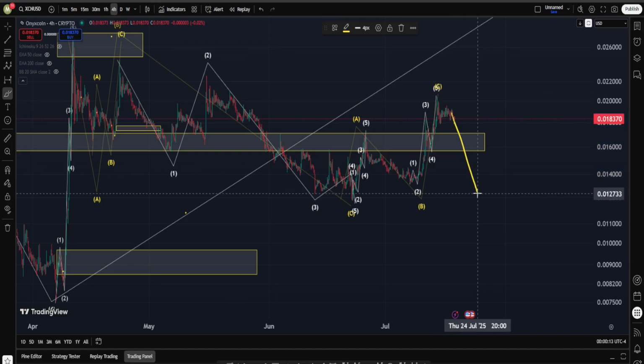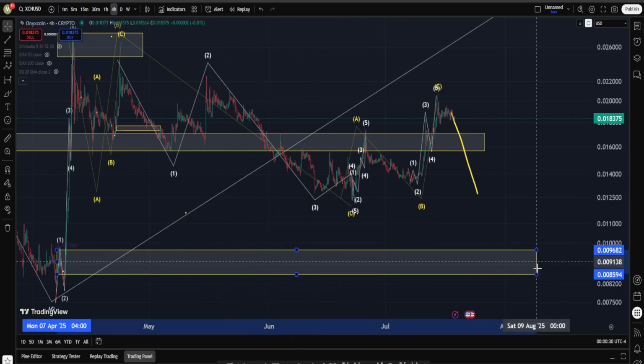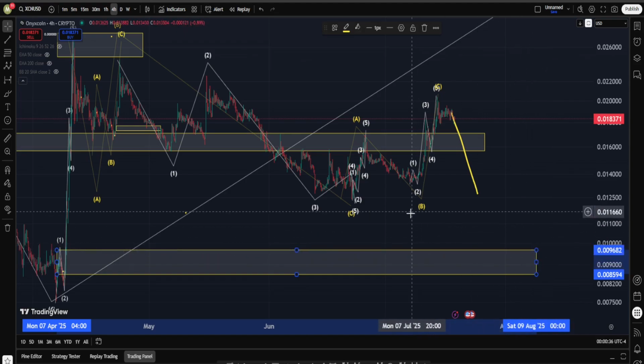And this is the key, pay attention. I'm really not able to find a whole lot of strong support until where? Until all the way down here between, let's say, 0.8 of a cent to about 0.96 of a cent. That is, in my opinion, one very, very important reason for why in XCN we need to be absolutely careful and not jump into any unnecessary bullish conclusion.